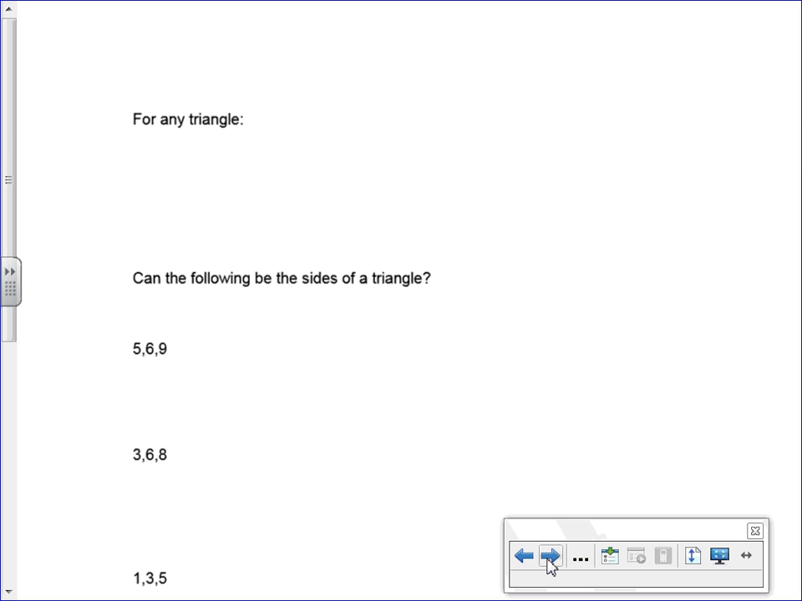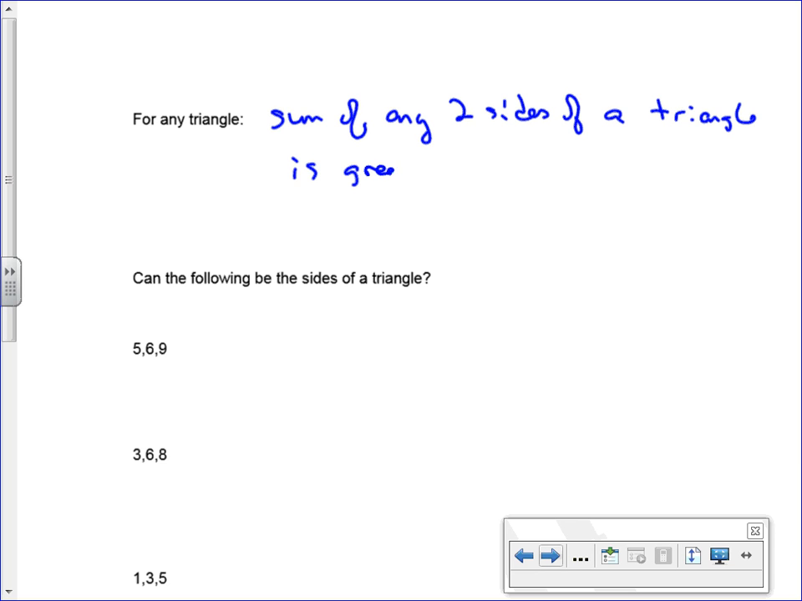And this piece of information is not something that's generally covered in middle school math. Usually it gets covered in geometry classes, and it's this right here. The sum of any two sides of a triangle is greater than the third side.